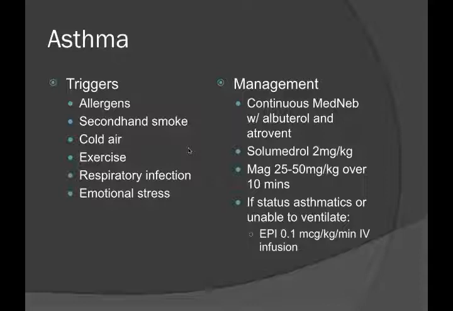or unable to ventilate, then an epinephrine infusion. And this also can be dramatically effective. And you can have children that look like they're on the verge of intubation, and with an asthma presentation, you really can turn them around. So be thinking a couple steps ahead. Do the magnesium first, but then think about, in the really sick asthmatic, getting epinephrine out.